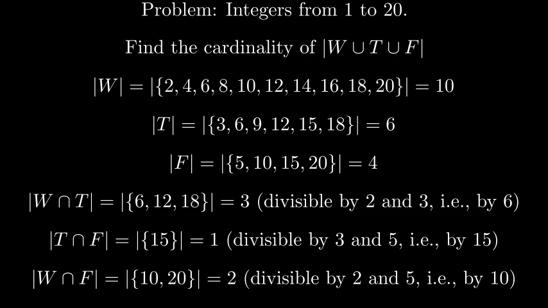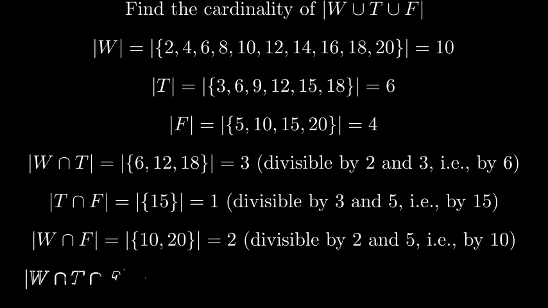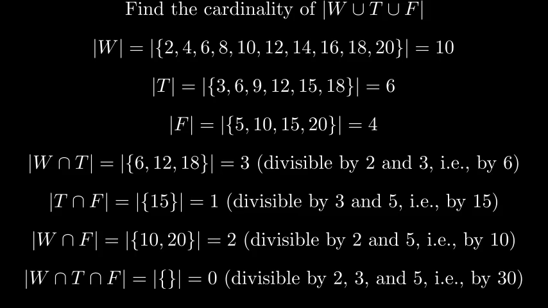The size is 2. Finally, we need the size of the intersection of all 3 sets. This set contains numbers divisible by 2, 3, and 5, which means they must be divisible by their least common multiple, 30. There are no numbers divisible by 30 in the range from 1 to 20, so the size of this intersection is 0. Now we have all the pieces.